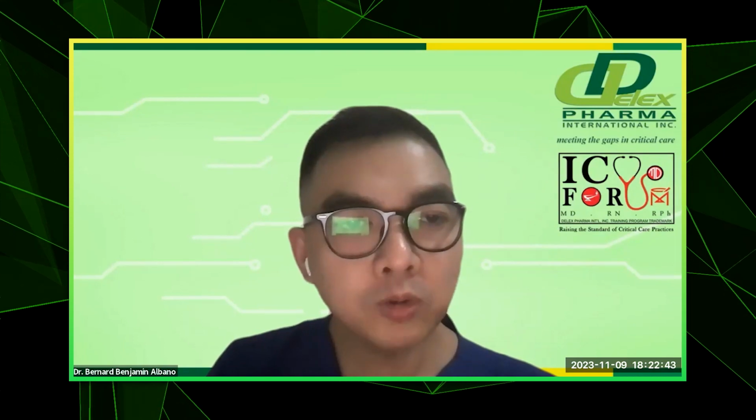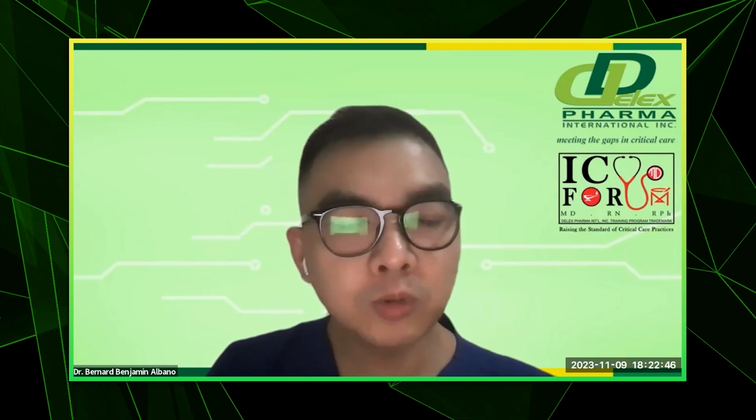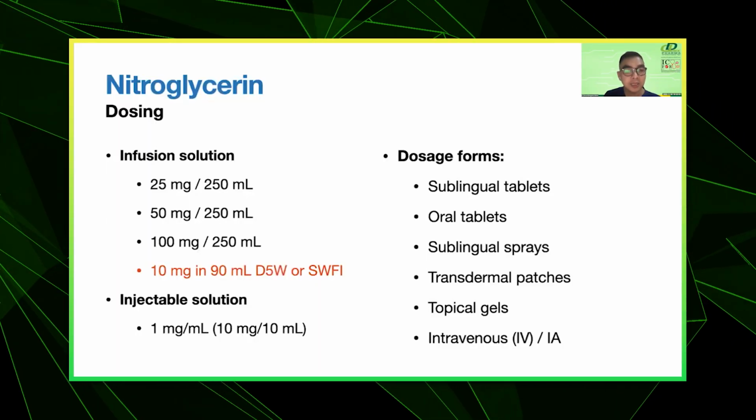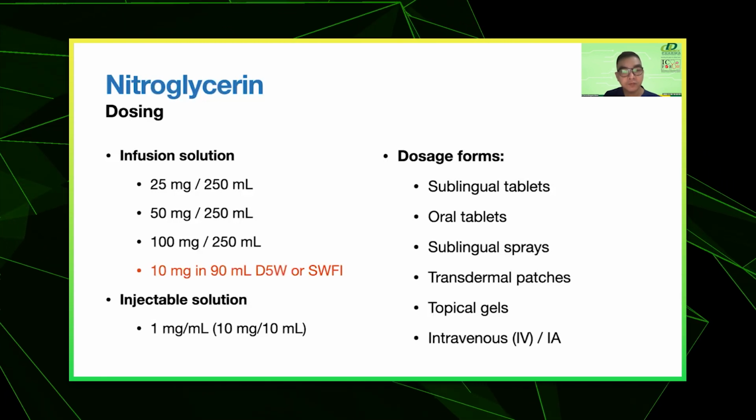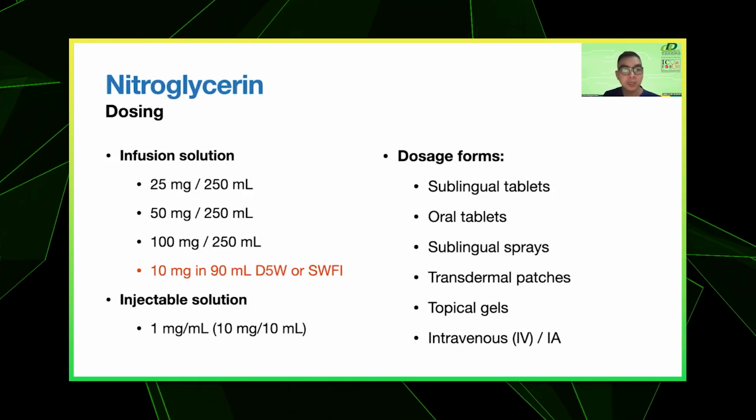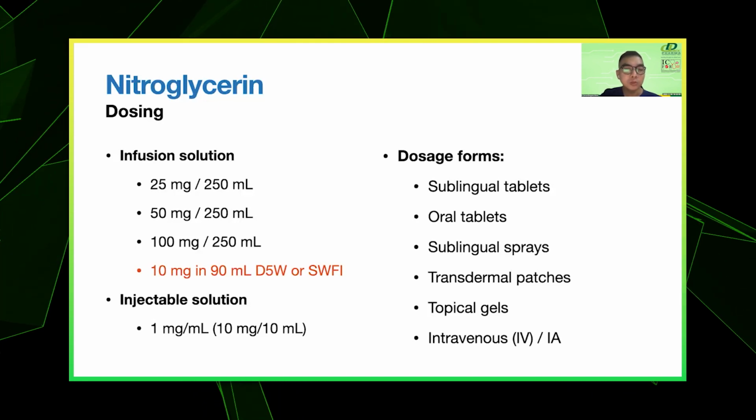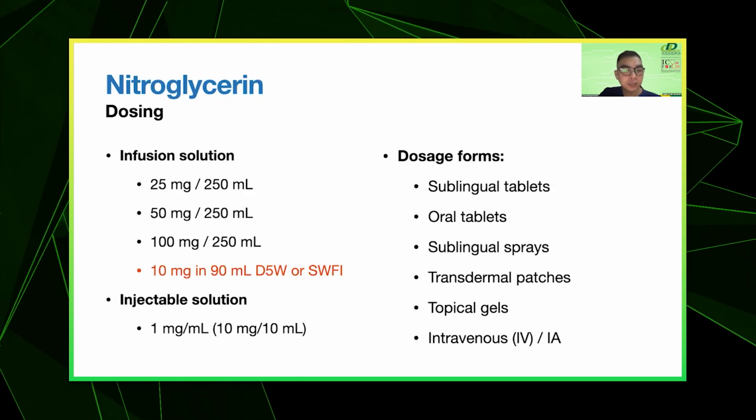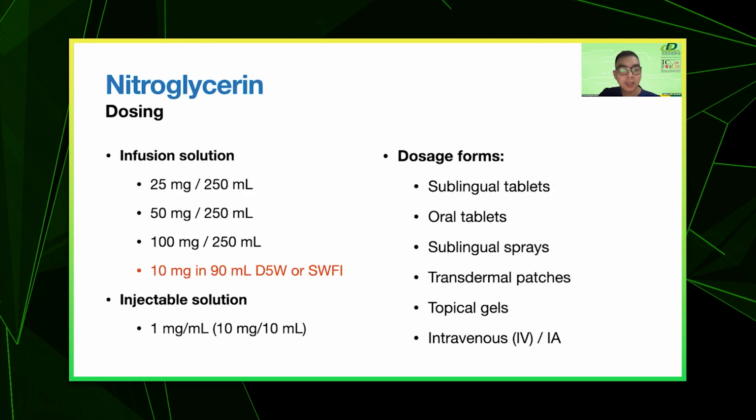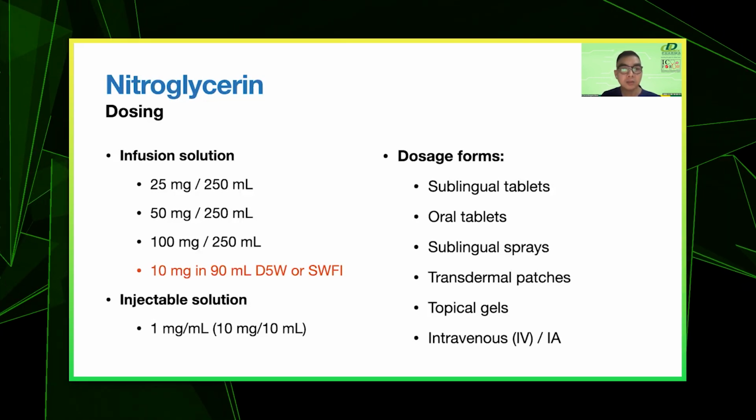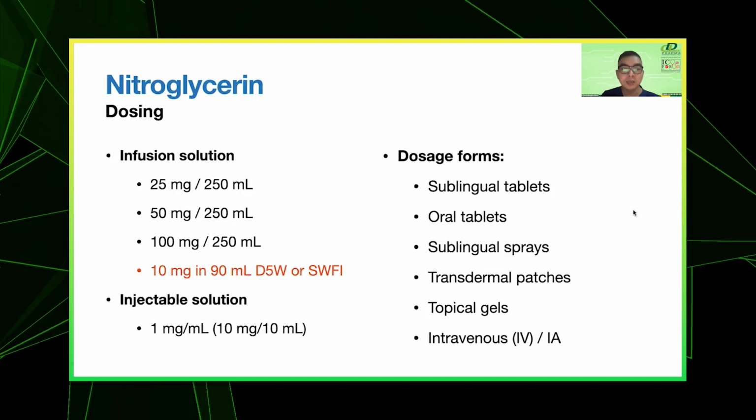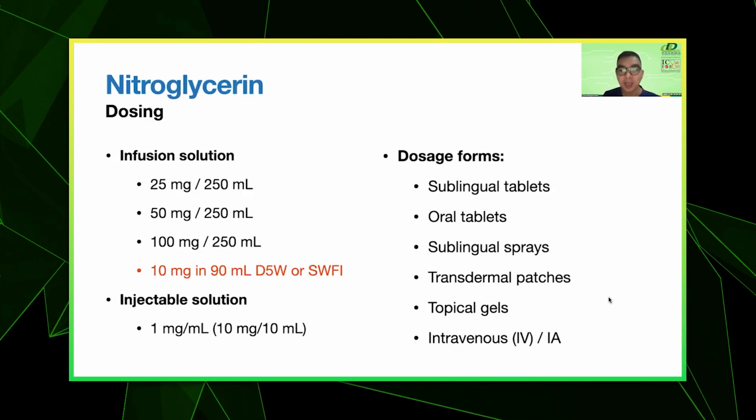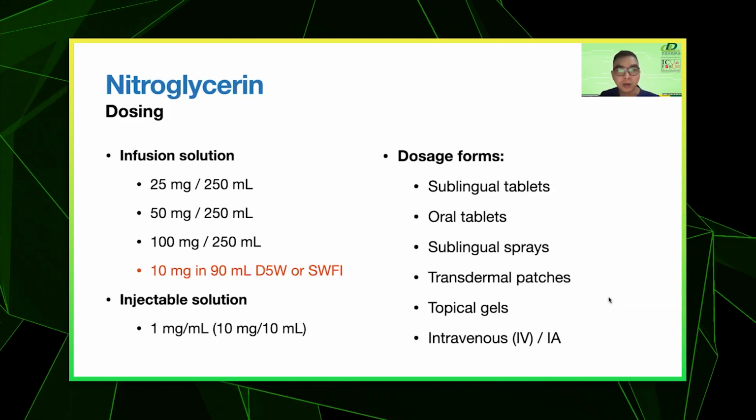The most common dosages or the solution would include the 10 milligrams that we dilute to 90 ml of D5 water or sterile water for injection. In some clinical setting, we can dilute it in plain SS as well. We have the injectable solution that has a concentration of 1 milligram per ml, so that would have a 10 milligram per 10 ml. And some other dosage forms, such as the sublingual tablets, the oral tablets, the sprays, the transdermal patches, the gels, and of course, the IV and the intraarterial or even intracoronary administration.